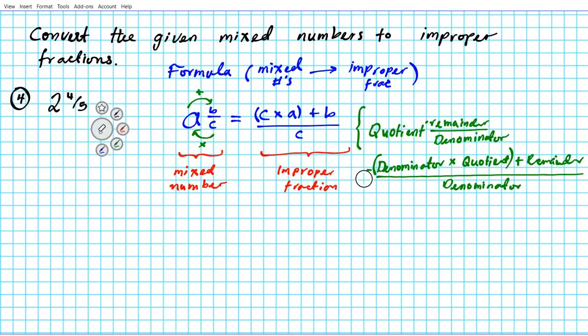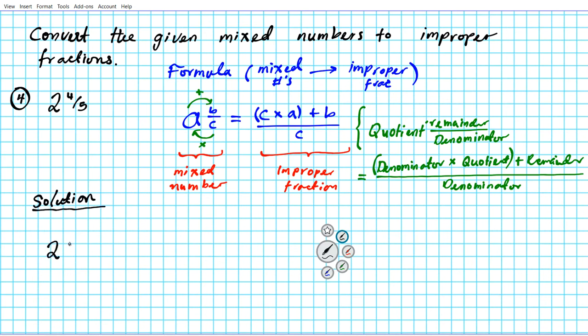All right, so let's go ahead and apply this formula, this algorithm, to converting mixed numbers to improper fractions. Okay, so we're going to start off with this example that we have here, 2 4 over 5.